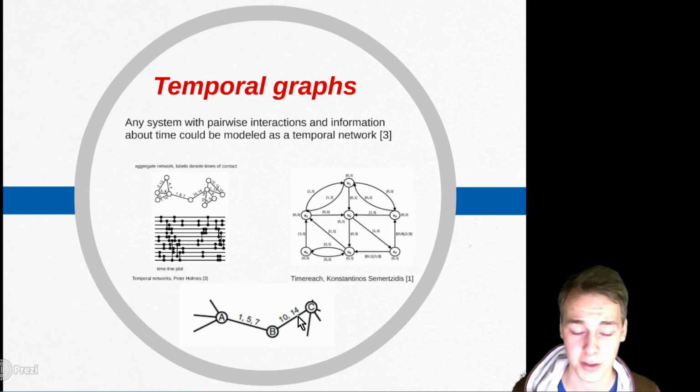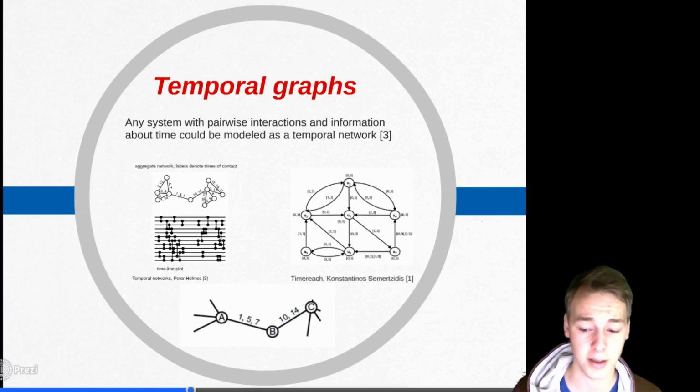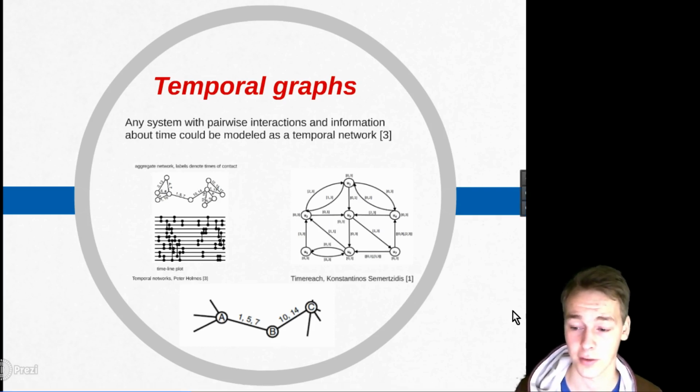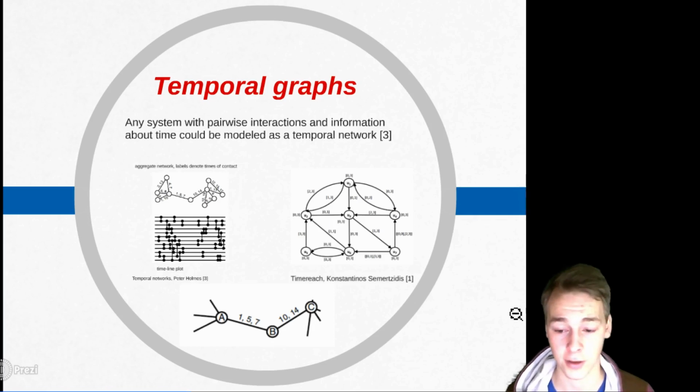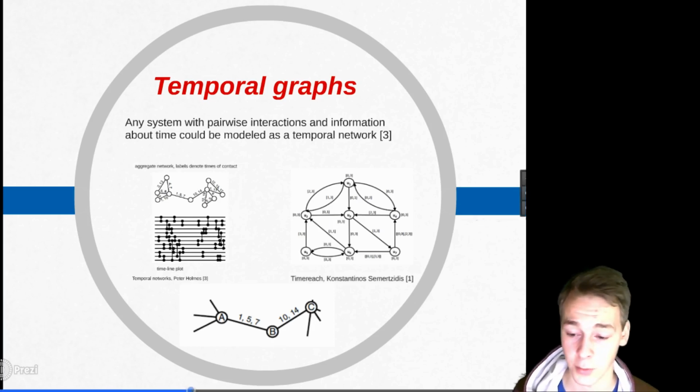Because of these differences, it's not easy to use regular graph algorithms and data structures for temporal graphs. Even things like depth first search and breadth first search, the things that are very common in graph algorithms, cannot be used, and they would have to be redefined.